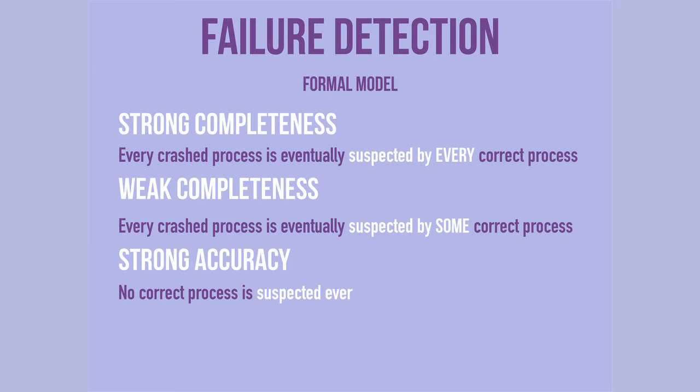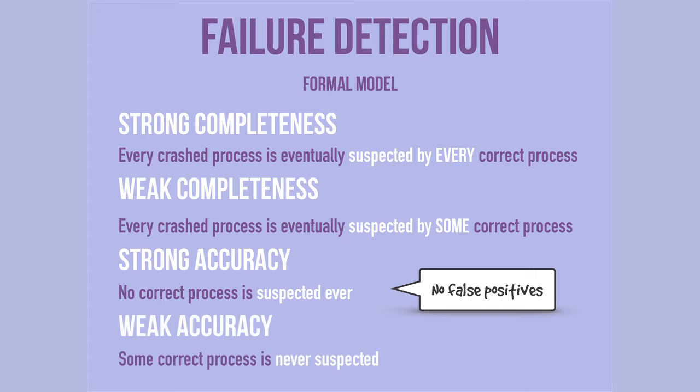Strong accuracy means that no correct process is ever suspected. Meaning, if you have done nothing wrong, you shouldn't be busted for it and have to explain that you haven't done anything. So this basically means that there are no false positives. Weak accuracy is that some correct process is never suspected, and that can be translated as some false positives.